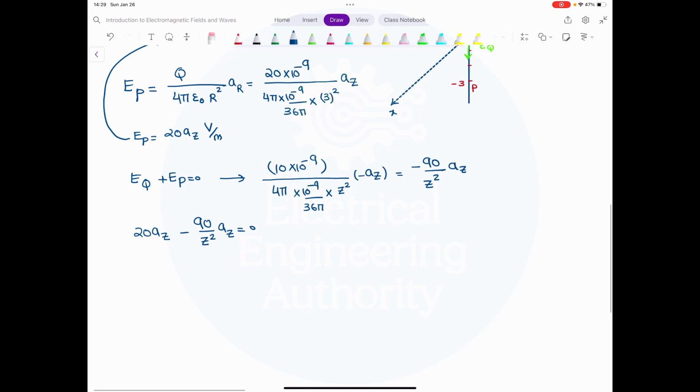So from here, z to the power of 2 will be equal to 90 over 20, and z will be equal to 2.12 meter. So then my point Q should be located at 0, 0, 2.12 meter in order for the electric field to be 0 at the origin.